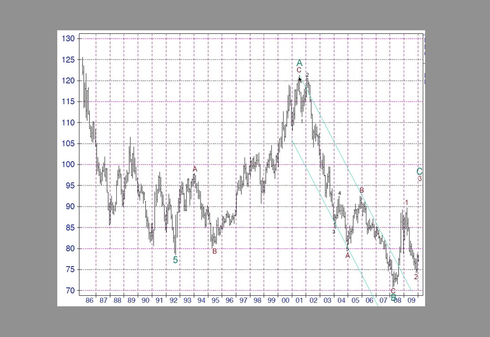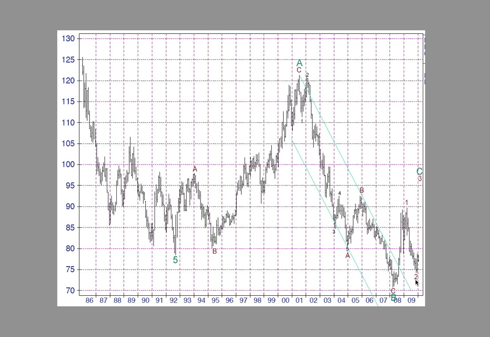Wave A at cycle degree was 43.5 long. Wave B was a 111% correction of wave A, which is exactly within the guidelines for an expanded flat correction. We could reasonably expect cycle degree wave C to be 1.618 the length of wave A, which would see the dollar rise to around about 141.08 in about 5 to 7 years or so.